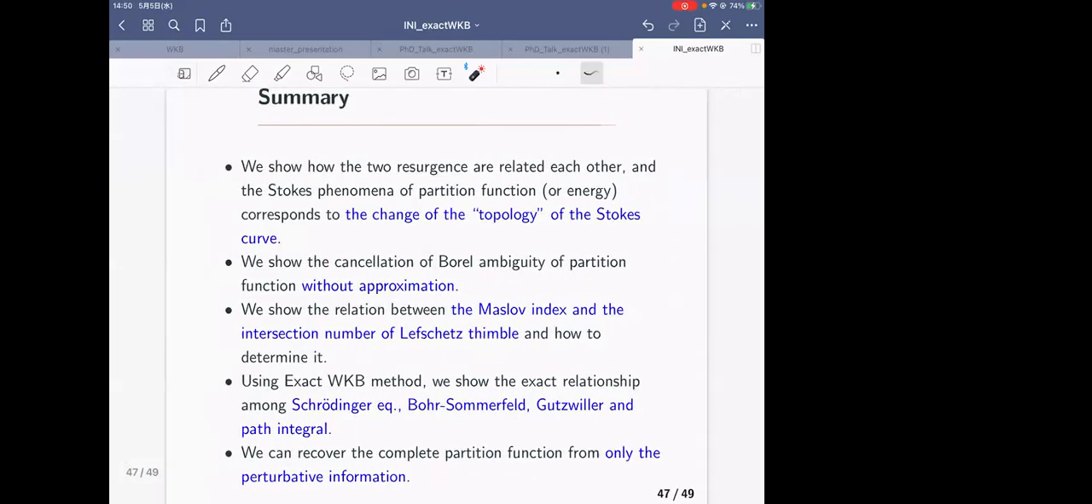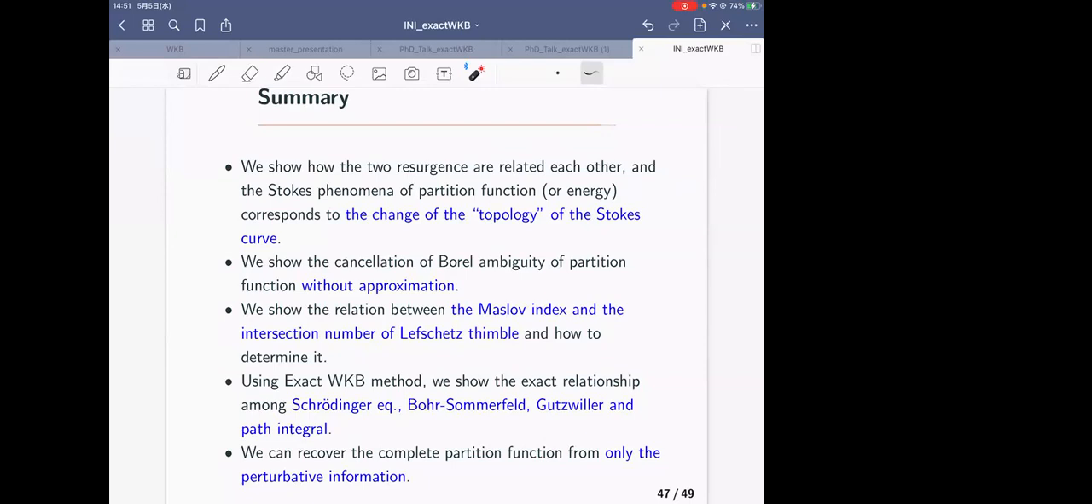Okay, summary. So we show how the two resurgences, or two Stokes phenomena, are related to each other. I mean, the Stokes phenomenon of the PNP relation is regarded as the change of topology of the Stokes curve. And using this method, we can show the cancellation of ambiguity of the partition function without any approximation, because the exact quantization condition is exact. And we show the hidden relation between the Maslov index and the intersection number, and how to determine it.